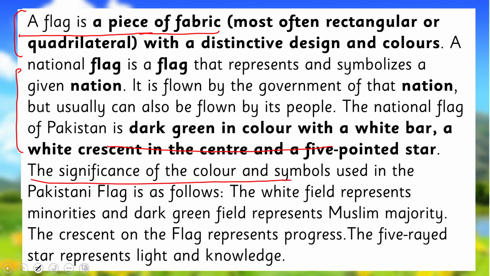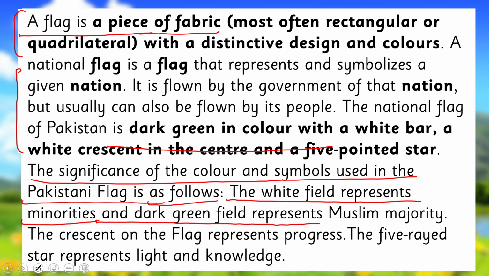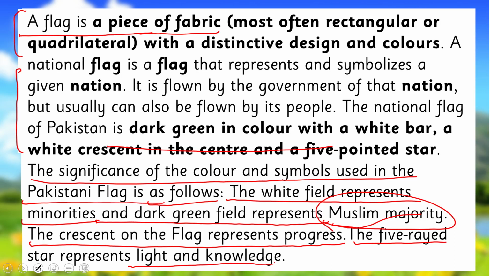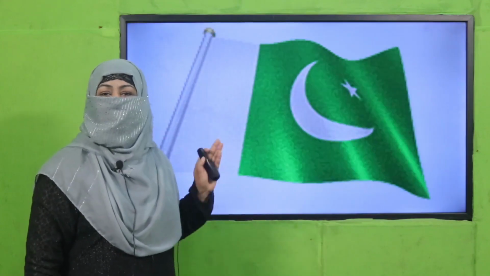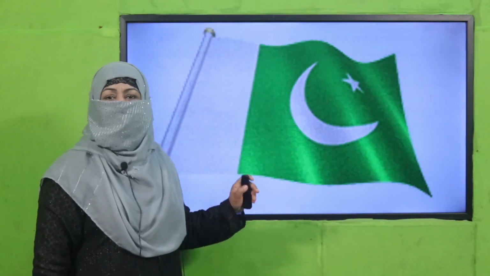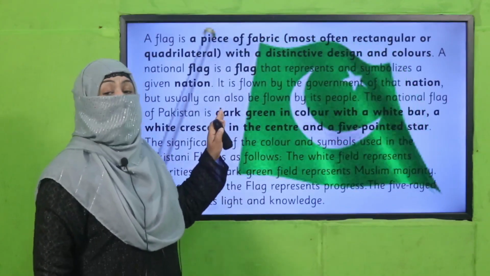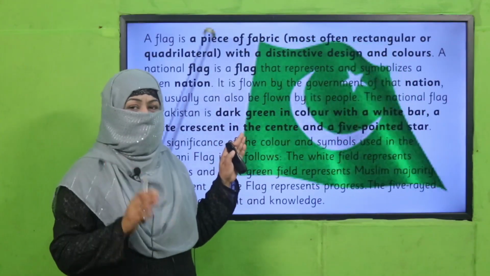Now let's make it more specific. The significance of the colors and symbols used in the Pakistani flag is as follows. The white field represents minorities and the dark green field represents the Muslim majority. The crescent on the flag represents progress, and the 5-rayed star represents light and knowledge, and it also represents the 5 pillars of Islam, beta. So this is how you see from general to specific. Now you have created a picture, and the reader is getting what flag we are talking about, and this paragraph is representing this flag. This is how we write a descriptive paragraph.